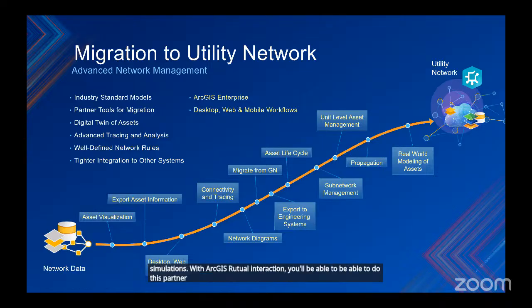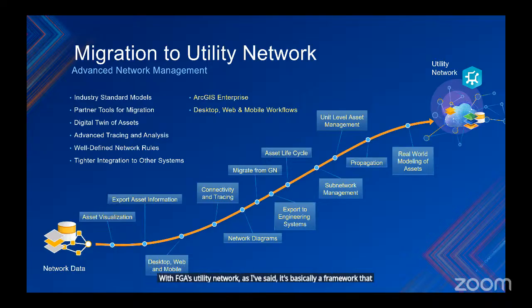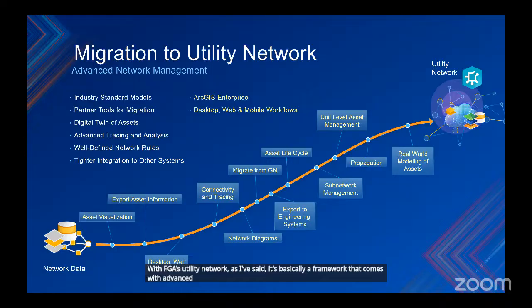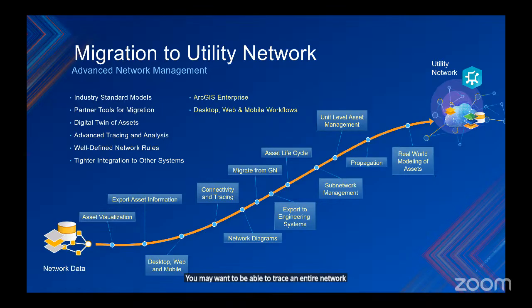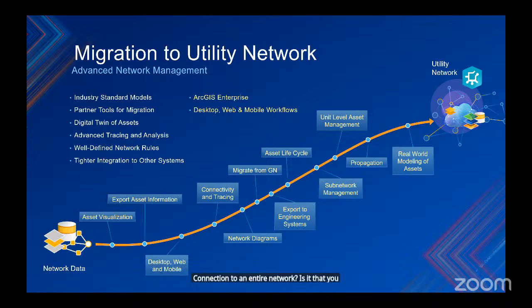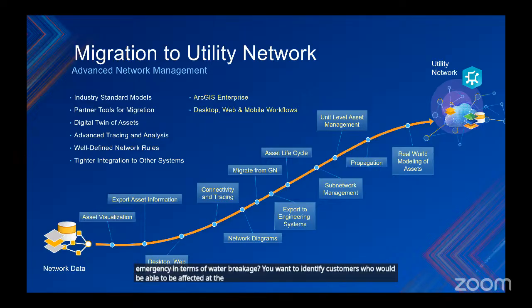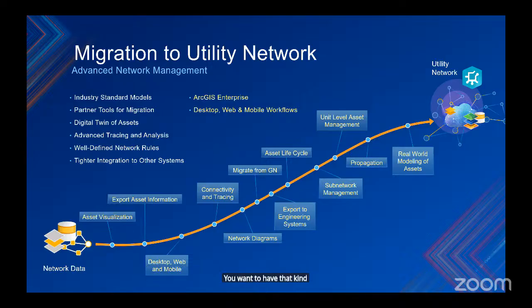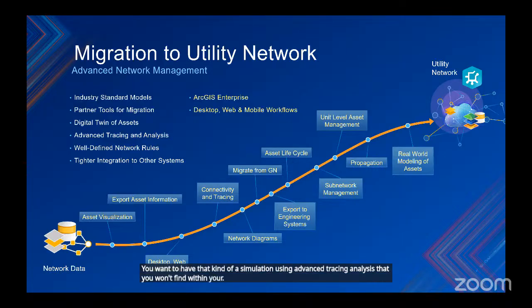Then, ArcGIS Utility Network, as I've said, is a framework that comes with advanced capabilities in terms of trace analysis. You may want to trace an entire network so that you can identify different workflows. Do you want to make a connection to an entire network? Do you want to rectify an emergency in terms of water breakage? Do you want to identify customers who will be affected at the end of the day? You should be able to run that kind of simulation using the advanced tracing analysis within your ArcGIS Utility Network.